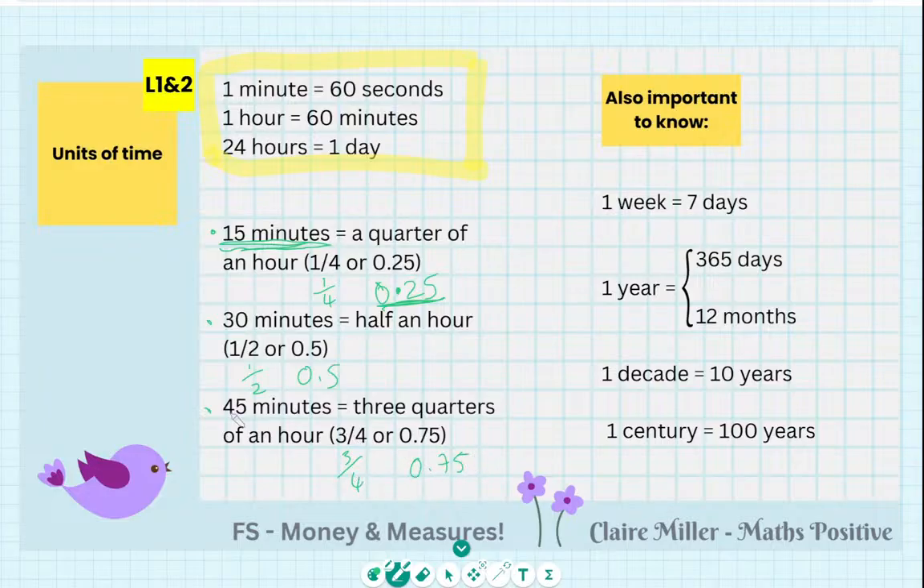Again, be really careful with this. 45 minutes is not 0.45 hours. That would be less than half an hour, less than 0.5 hours. It's actually 0.75 hours. And 0.75 hours is not 75 minutes or anything like that.